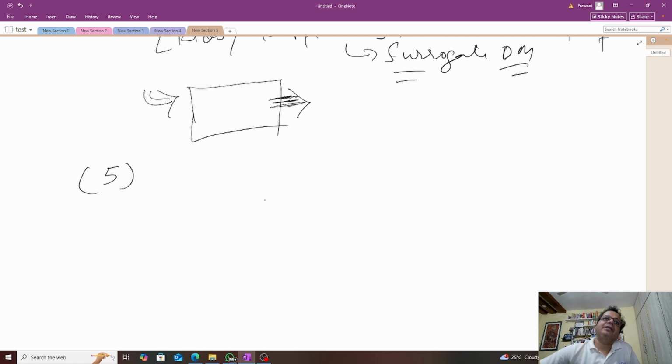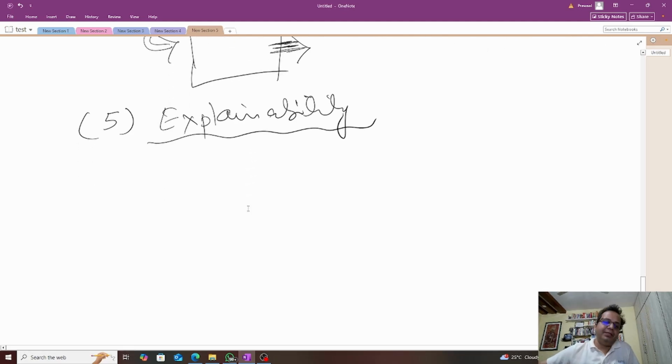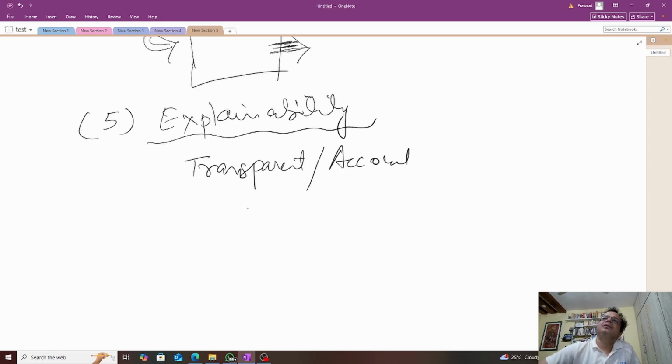And the last one, we already spoke about it a lot, is called explainability. AI needs to be explainable, no questions about that. It needs to be transparent. It needs to be accountable, and hence it needs to be explainable.